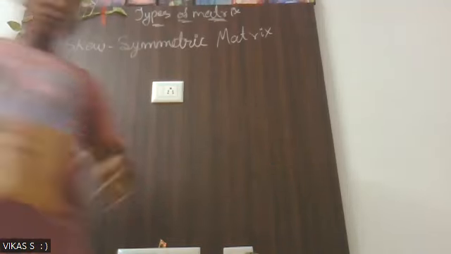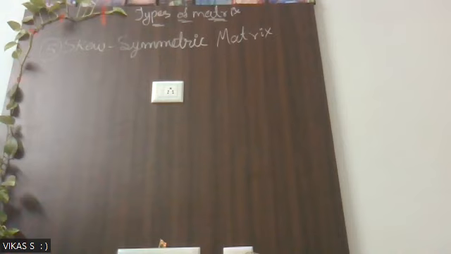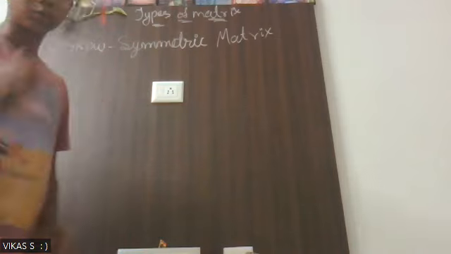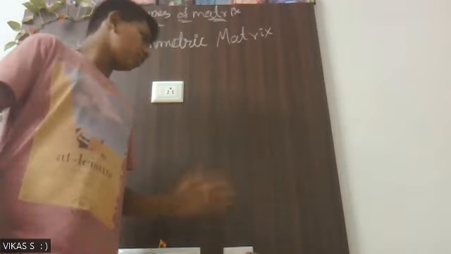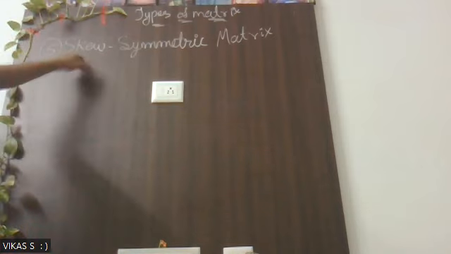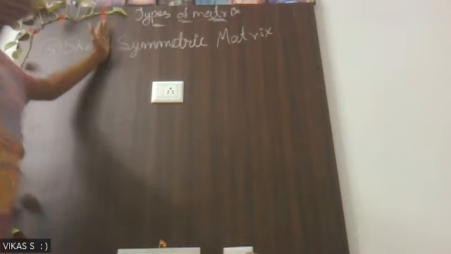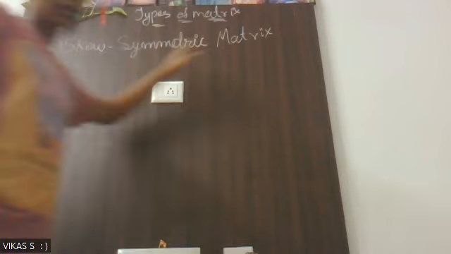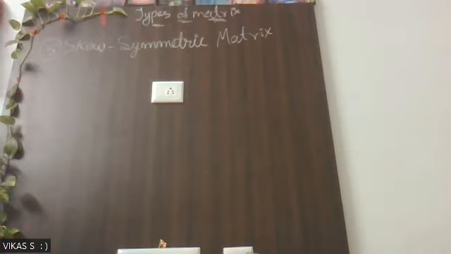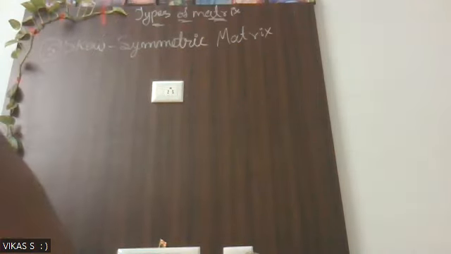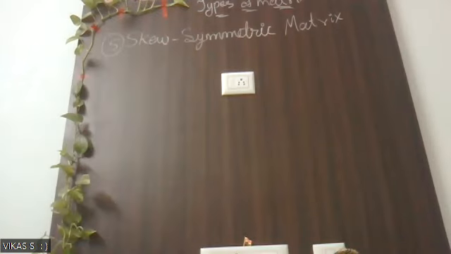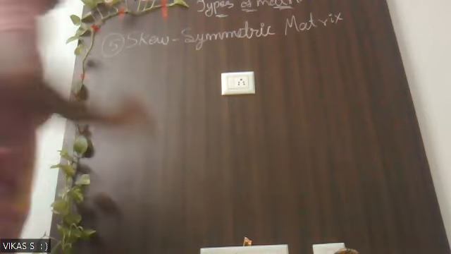So guys, I hope you finished your break. So we were in the types of matrix. We finished 4 types of square matrix, right? So this is the 5th one, skew symmetric matrix. The last one was only symmetric matrix. This is skew symmetric matrix. Okay, so guys, first we have to see the example.